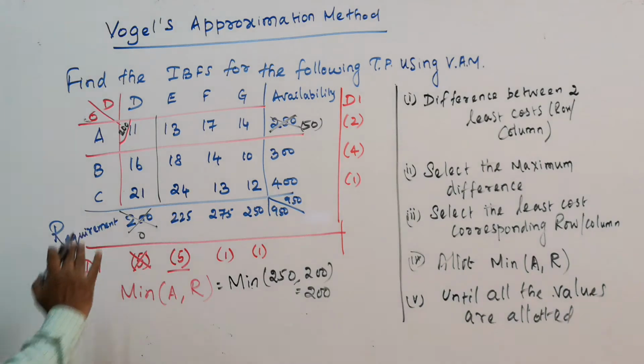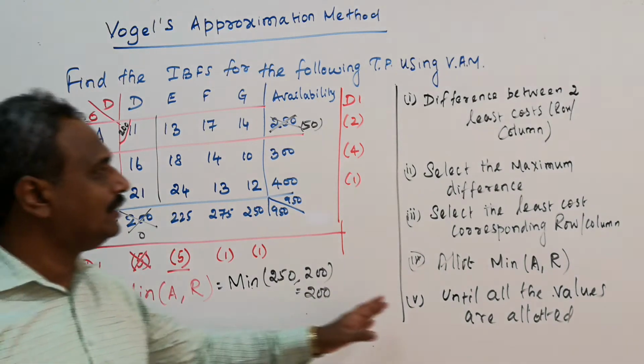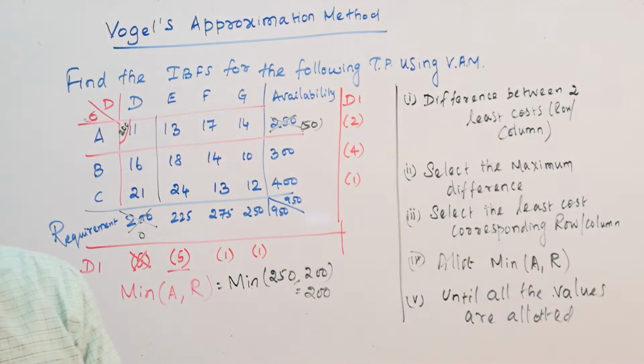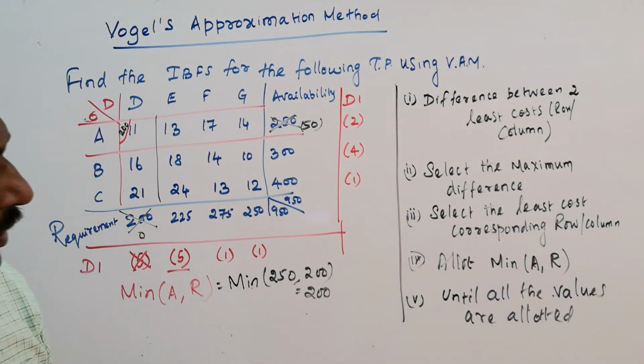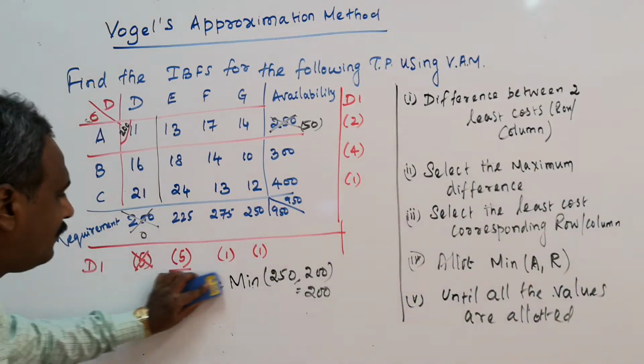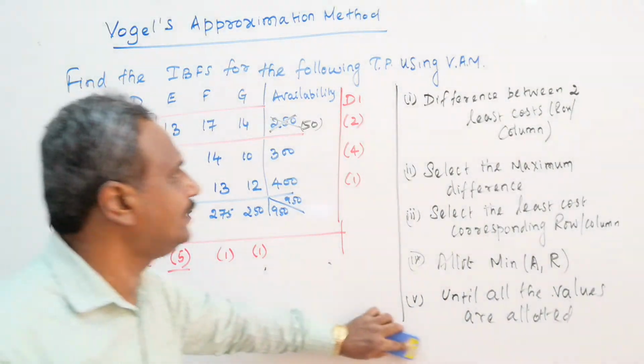Now we are going to continue this until we allocate all the availability and requirements. We are going to proceed the same way until we allot all the values. So I am just cleaning the board.